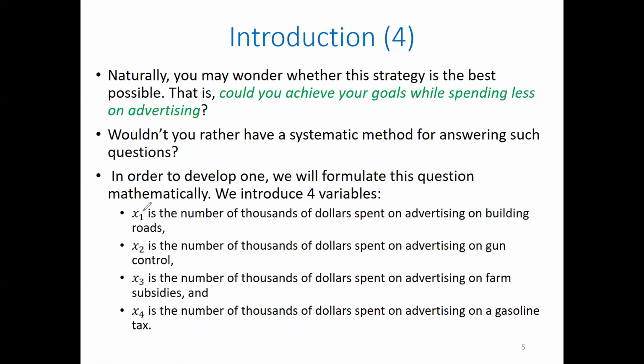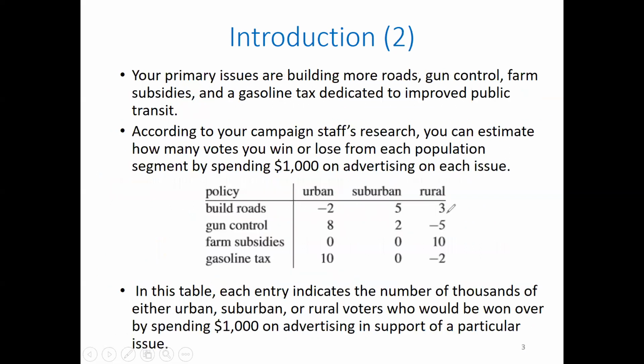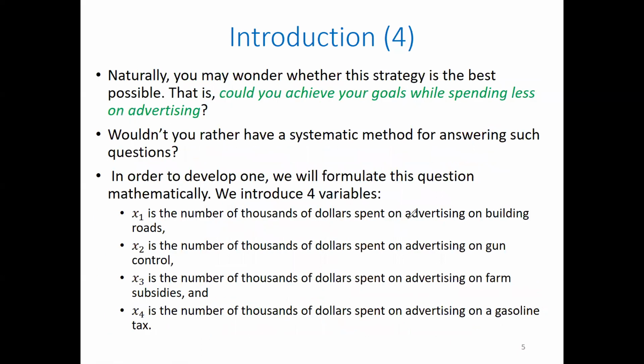So let's define X1 to be the number of thousands of dollars you want to spend on the first item in your agenda. That means on this one. Then let X2 be the amount of money you want to spend on the second item in thousands of dollars, X3 for the third item, and X4 for the fourth item. These are the unknowns. We want to know how much money we want to spend on each of these items, and the unit is thousands of dollars. So we define these 4 decision variables.